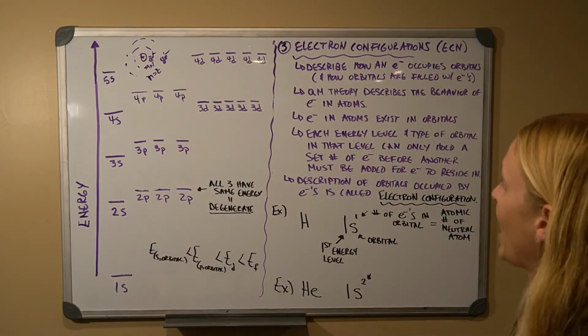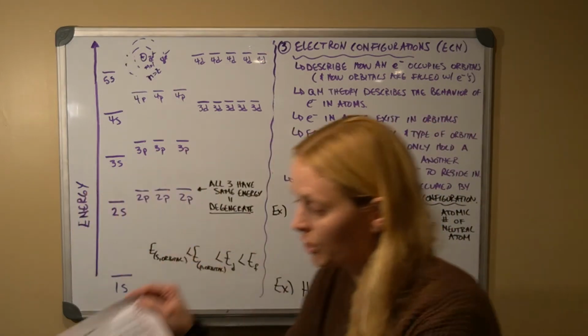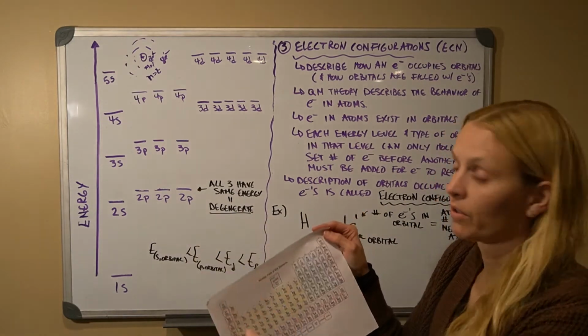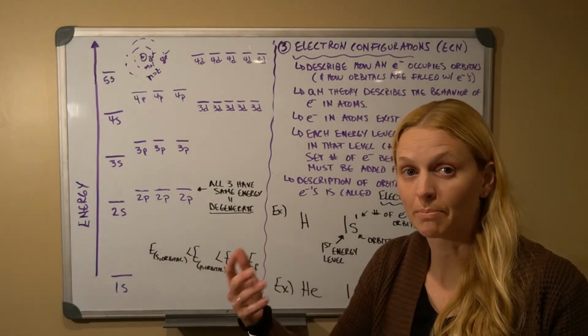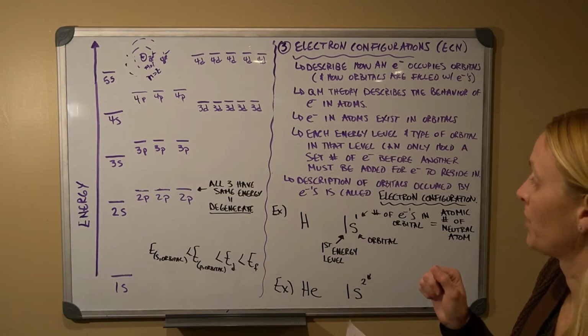Okay, so as you are calculating the number of electrons there are in an atom, right, those electrons can only reside in certain orbitals, and certain orbitals can only hold a certain amount, so then you would have to add additional orbitals for them to reside in.